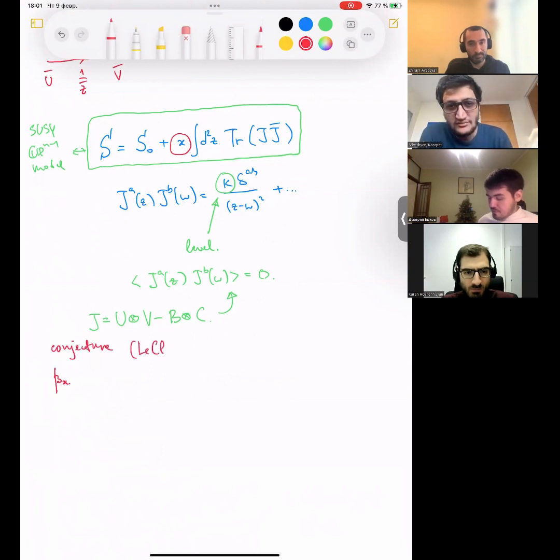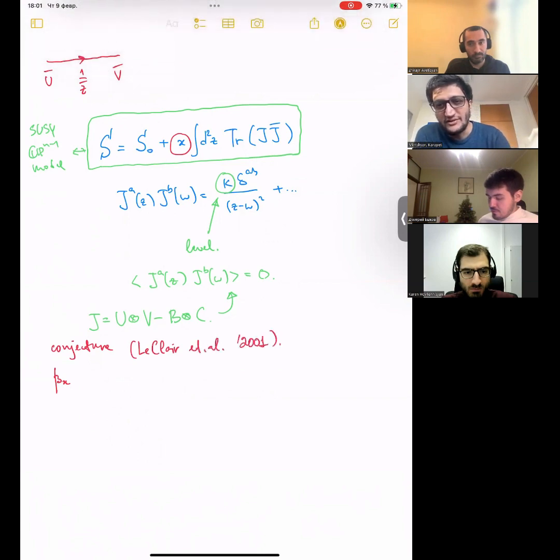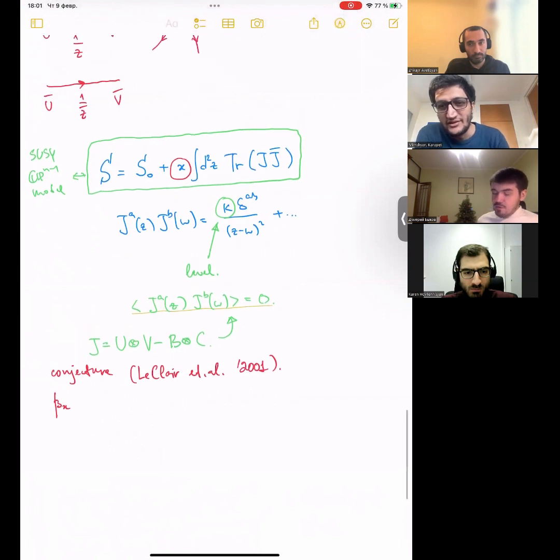The kappa is not the same as what is in the two-point function, right? Like in the current, there's k. Yeah, the kappa is the coupling constant. K is the level. It's an integer.